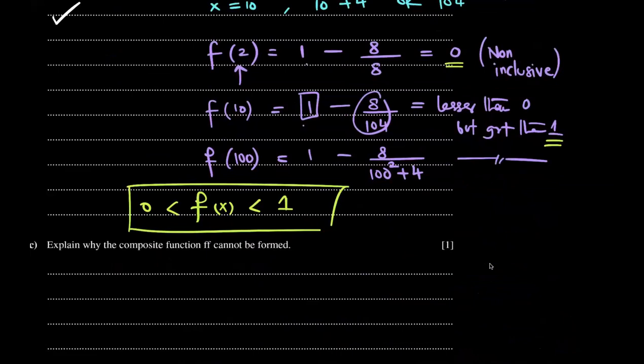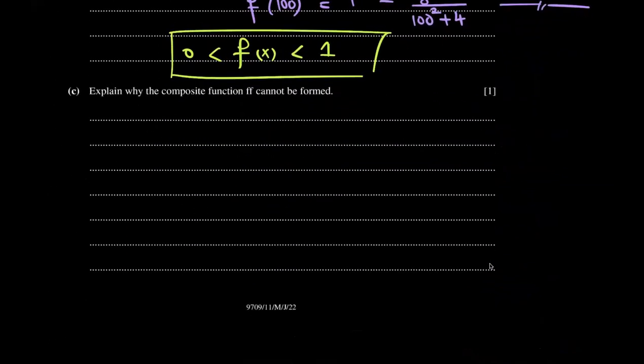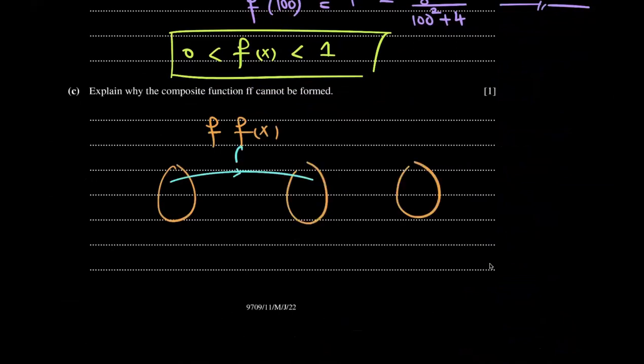Now it says, explain why the composite function f of f(x) cannot be formed. Now, first of all, what does it mean? Let me show this. This is f(x) and then another f(x). This is the domain of this f. This is the range of f. For this function, this is the domain of f and this is the range of f.